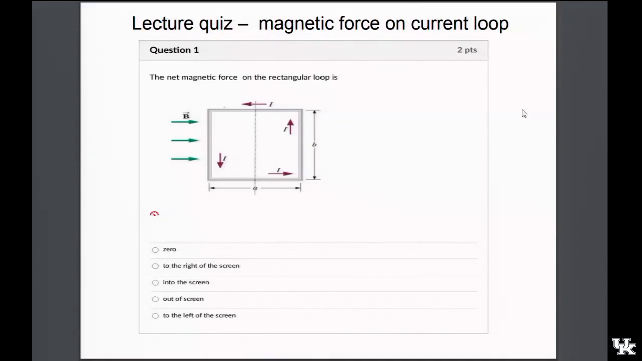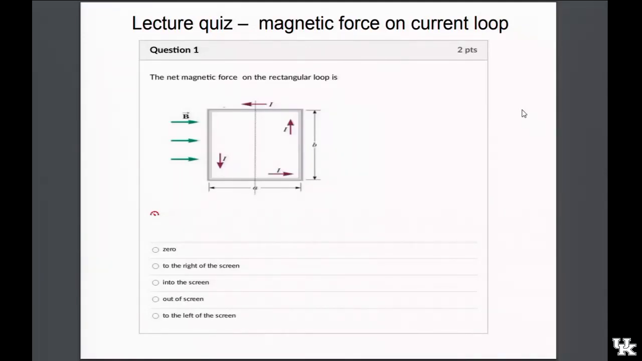That's why when I flip the switch, there is a net torque. It rotates, but there's no net force. It doesn't move towards you. It doesn't move away from you. The net force is zero, but there is a rotation. There is a turning. There is a torque.